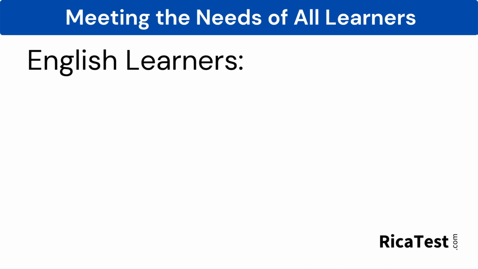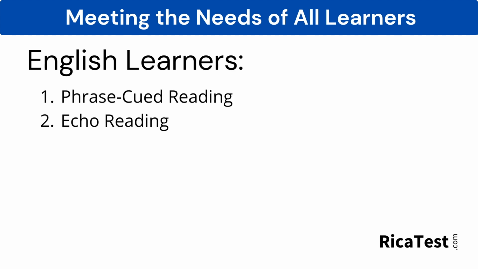Next, let's talk about improving our English learners' fluency and helping them out. Here, you're going to want to be able to describe at least one of these two approaches for your own RICA test. The first is using the phrase cued reading strategy, which we discussed earlier.